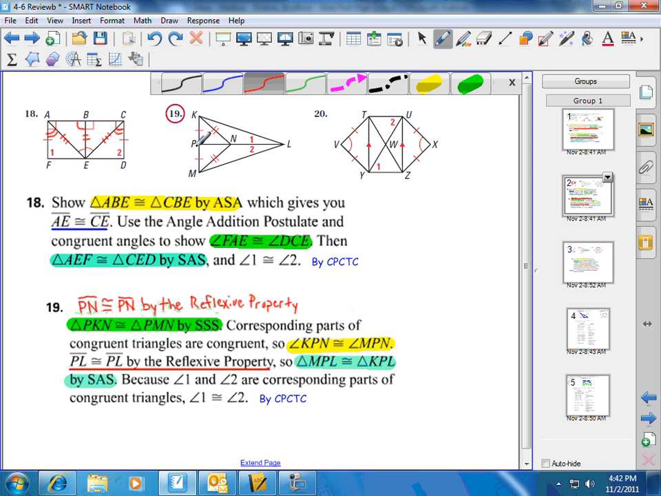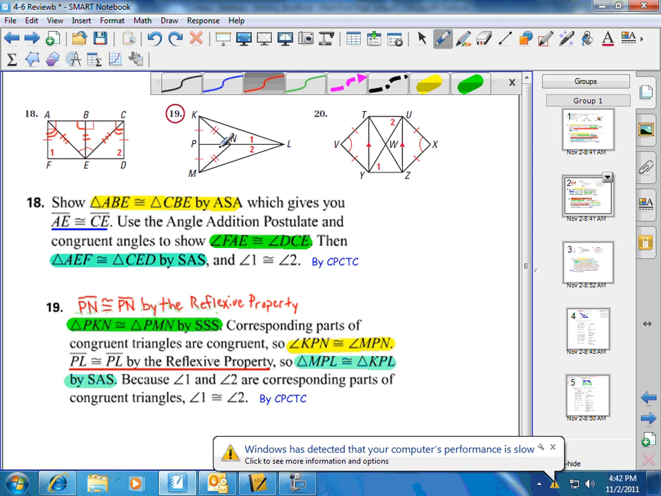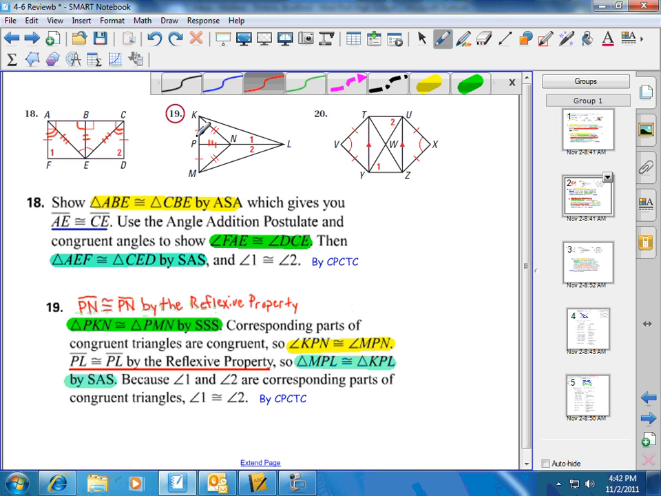So I'm going to say that segment PN is congruent to itself by the reflexive property. And when I say that, now I can say that by the side-side-side postulate, triangles PKN and PMN, these two smaller triangles, are congruent. And because that's true, then I know that this angle here, which appears to be a right angle, but I'm just going to mark it like this, these two angles are congruent.